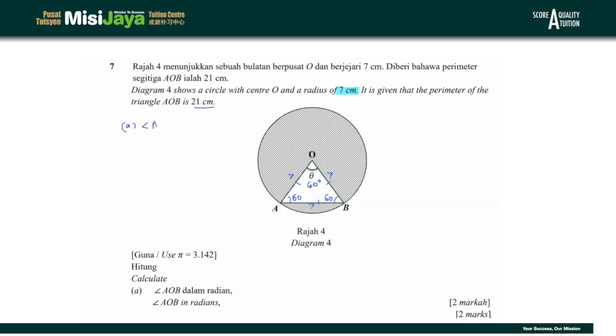We know the angle AOB is equal to 60 degrees. In order to change this to radians, we have to multiply by pi over 180. So it'll be 60 times 22 over 7 over 180, and we get 1.047 radians. This question is 2 marks. Where do we get the 2 marks? The 2 marks will be this step and then the final answer.